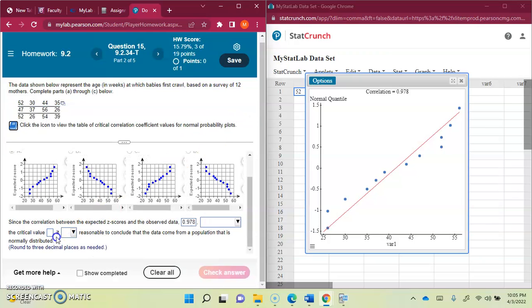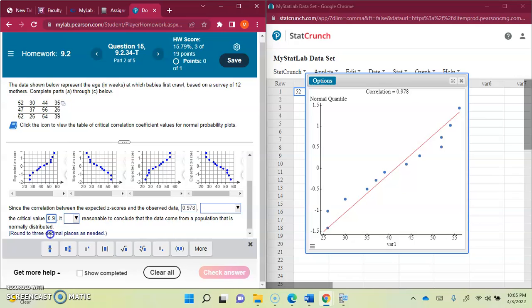So let's write critical value first, 0.928. And as the correlation coefficient is clearly exceeding the critical value, it is reasonable to conclude the data come from a normally distributed population. So if the correlation coefficient is more than the critical value, we assume that the given data is from a normally distributed population.